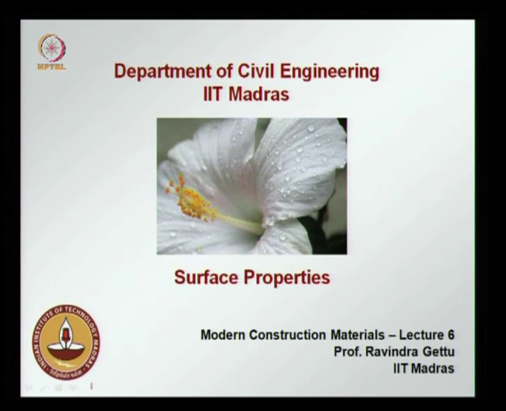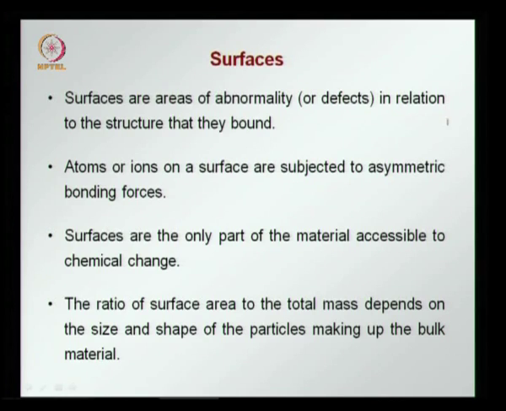We have been looking at the structure of materials, starting from chemical bonding to the different phases that form within the material during solidification. Now we look at some of the properties that are related to the surfaces of the materials. Surfaces are areas of abnormality in relation to the structure that they bound. If you remember, when we talked about defects, we said that grain boundaries were surface defects.